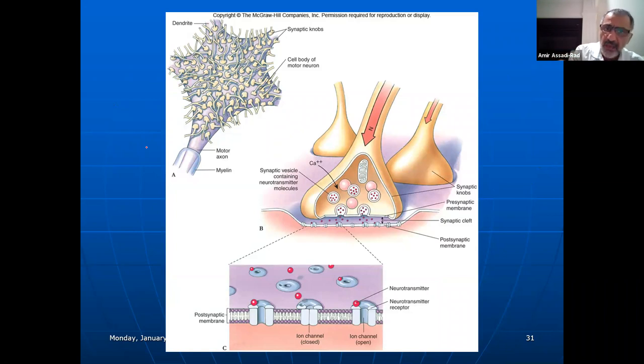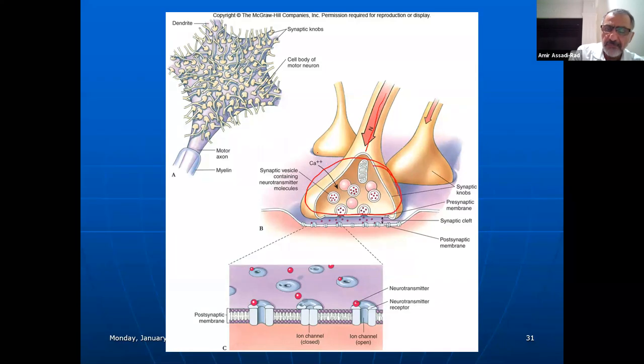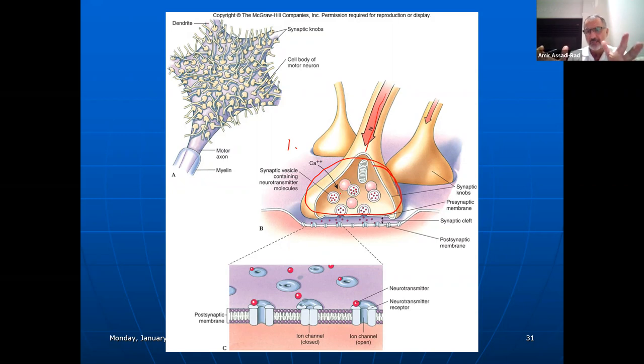Right here, when the action potential reaches the end of the axon, we have the axon knob. This is called the axon knob. First thing you should know is that calcium gets in. When calcium gets in, as in Biology 1, for the vesicles to move on a railroad track, you need calcium. So the vesicles are moving. These vesicles are full of these little dots called neurotransmitters. Right here is the term, neurotransmitters.